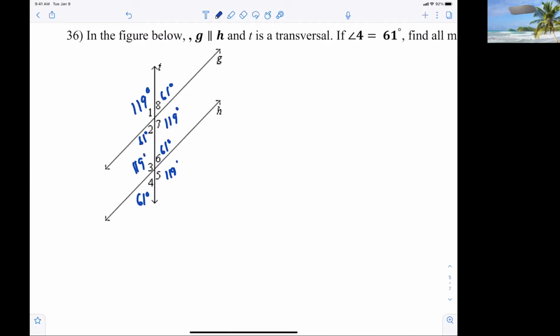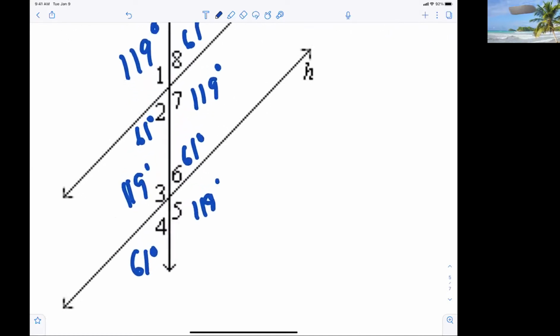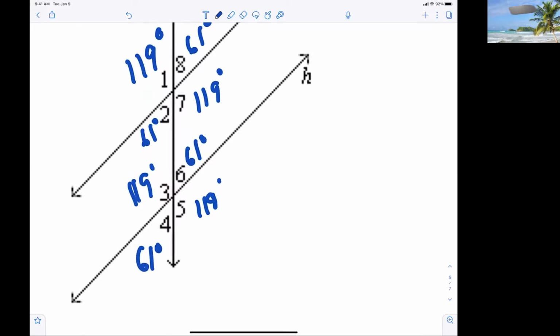Go, Avery. I understand how you get this number, like 61, but I don't understand how you get from like... Because they add up to 180, kiddo. Any of them right next to each other add up to 180. All right, you're welcome.